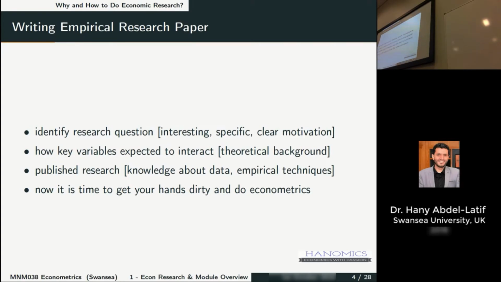Because there's a reason why I put these papers there, not just to read them, but also to be able to comment on what methods they have used, whether these methods address the research question or not, and so on. So we try to go beyond how to do econometrics to why you do this. So keep this always in your mind.